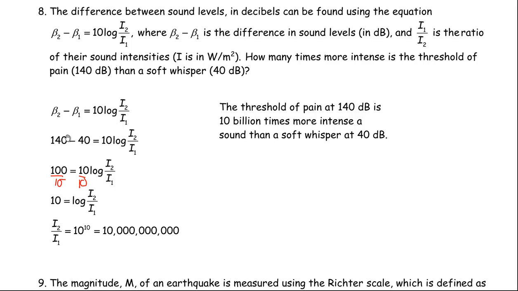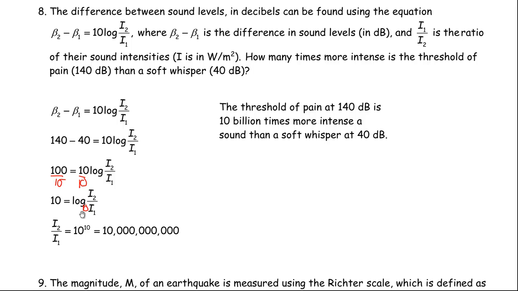And so 100 divided by 10 is 10. It's supposed to be a 0 there, is 10. The tens divide out, so we just have the logarithm on the right of I2 over I1. And so I want to solve for I2 over I1. Remember, the base is 10 here automatically. So there's a 10 there. So I2 over I1 would equal this 10 raised to the power of that 10.